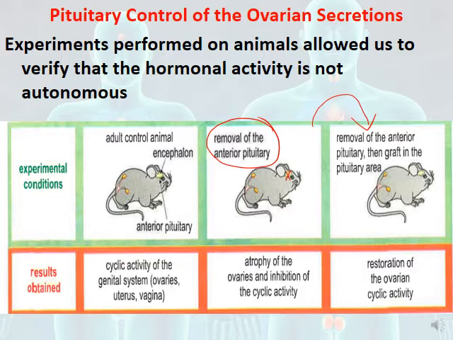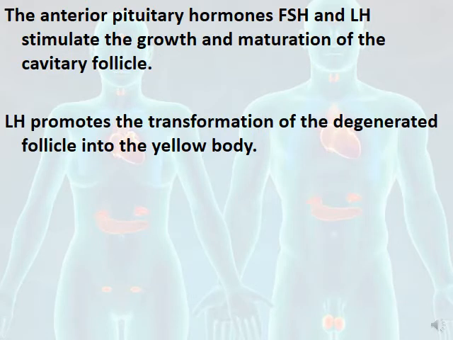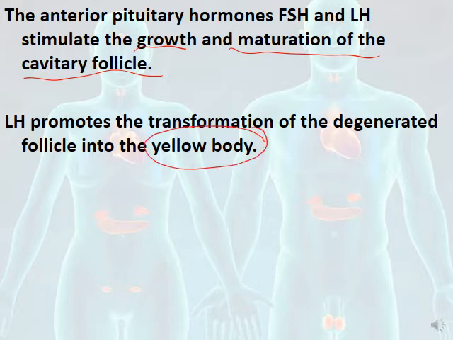So here we can deduce that the anterior pituitary gland can control the development of the cyclic activity of the ovaries. The control is ensured by blood, through the release of hormones. Okay? So the anterior pituitary hormones LH and FSH stimulate the growth and the maturation of the cavitary follicle. And we have to know that LH promotes the transformation of the degenerated follicle into the corpus luteum, or the yellow body. So LH and FSH stimulate the growth of the cavitary follicle as well as its maturation.